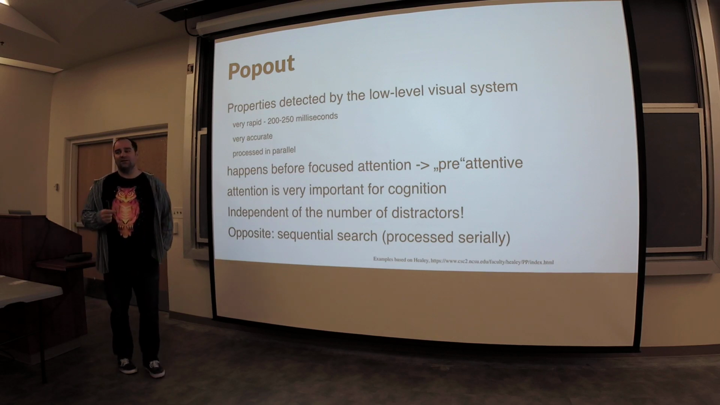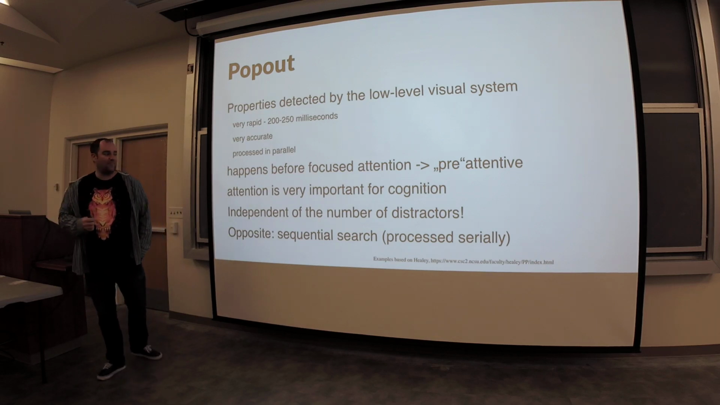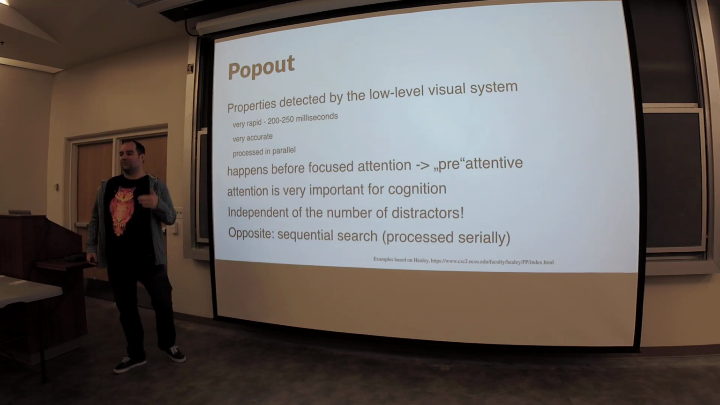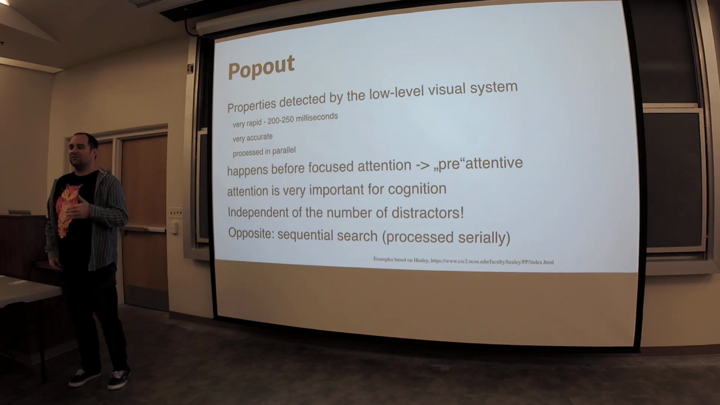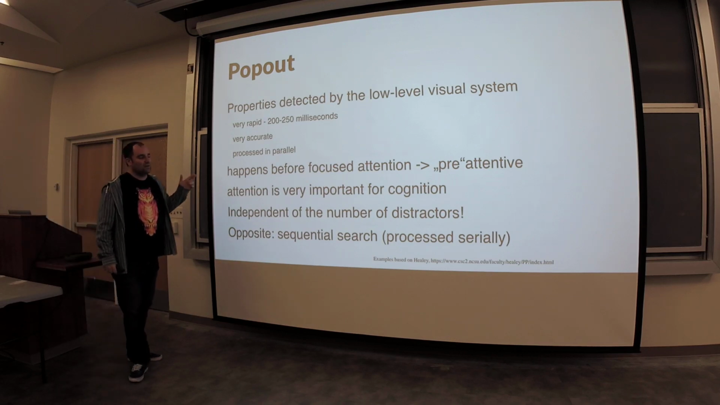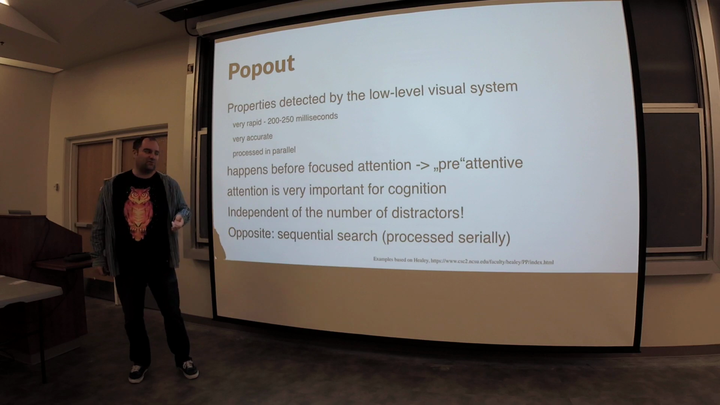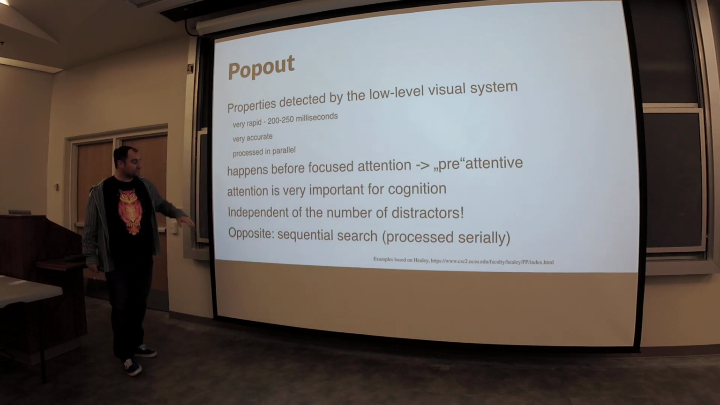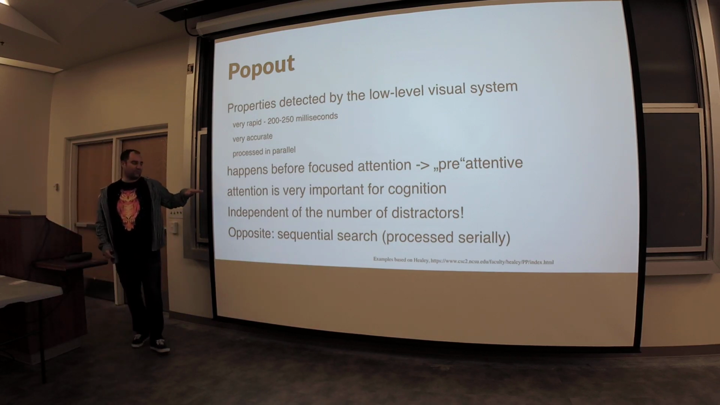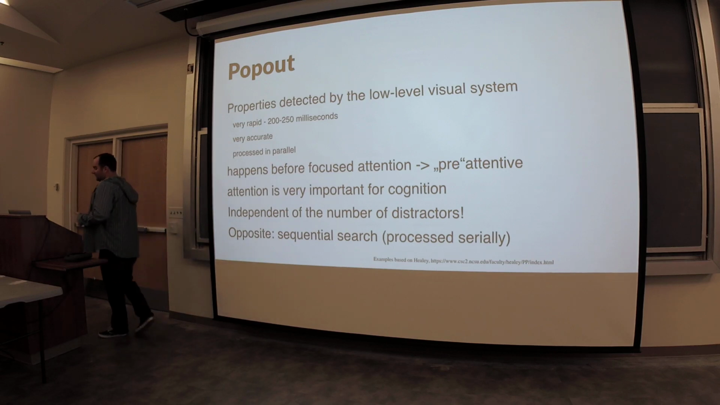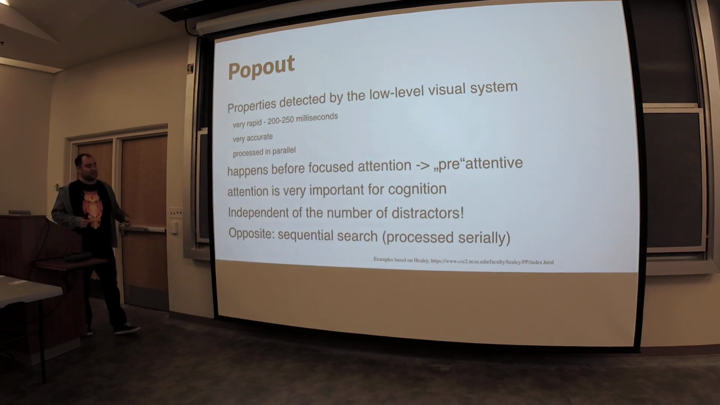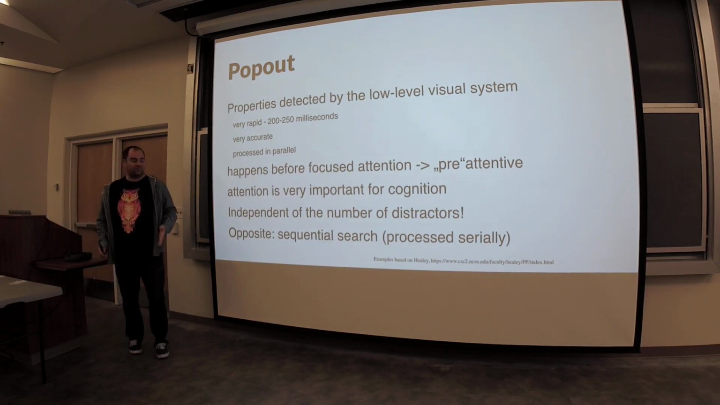They're also processed in parallel, so I can easily spot 10 pop-out attributes in a scene. And this happens before our focused attention, so I don't have to go through items on the screen serially to perceive them, and that's why we call them preattentive, even though that term isn't in common usage anymore in the psychology literature. Paying attention is important for cognition, so this happens even before cognitive processes. Another cool thing is that it's independent of the number of distractors.